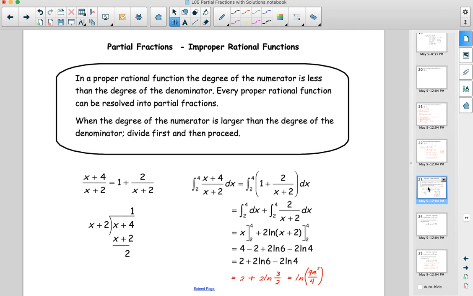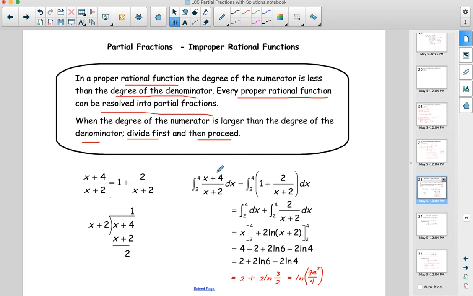All right, only a couple more slides to go now. This one is a long one. I did mention at the beginning, in a proper rational function, the degree of the numerator has to be less than the degree of the denominator. If it is a proper rational function, it can be resolved into partial fractions. So if the degree of the numerator is larger than the degree of the denominator, you're going to have to divide first before you proceed.